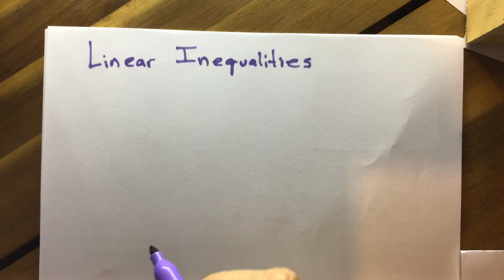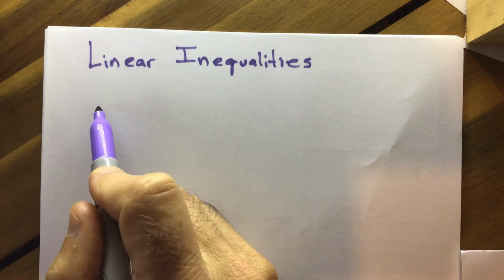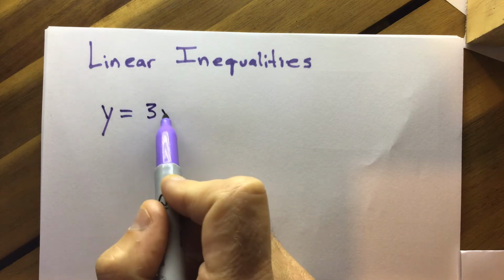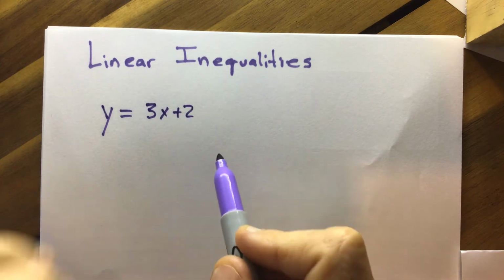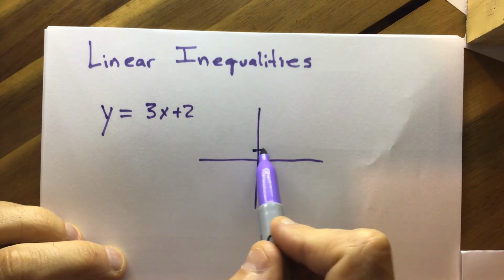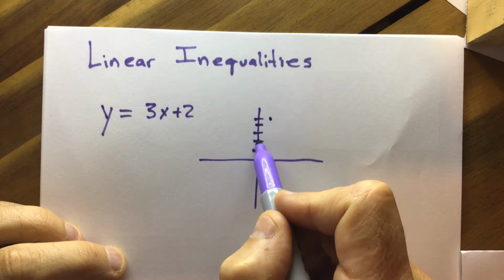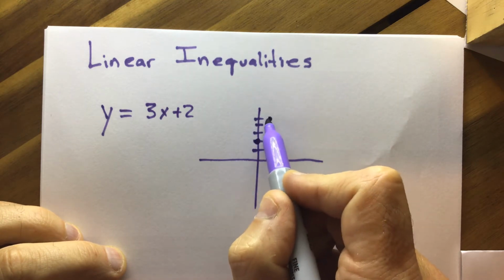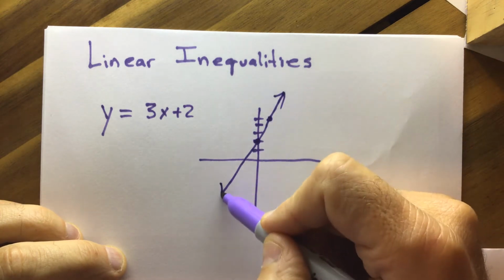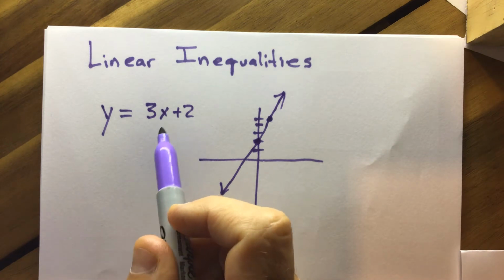Linear inequalities. So these are inequalities, not equations. I'm going to start out with an equation though, just to show you how an equation is graphed, something you already know. So we start with the y-intercept of 2, (0, 2). We go up 1, 2, 3 over 1. So we start here, up 3 over 1. We connect them. And this line represents all the solutions to this equation. And we know this already.